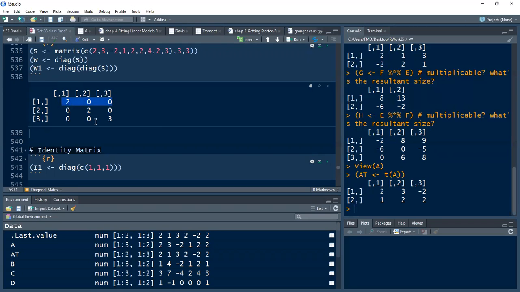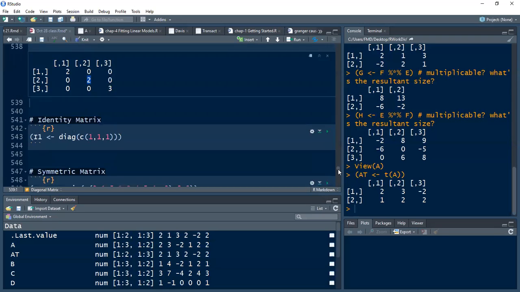Same here for row 3. So for example, this element 2, how is this subset defined? It's row 2, column 2. So that's how we define the position of an element in a matrix. Okay? All right. So we now go to an identity matrix.